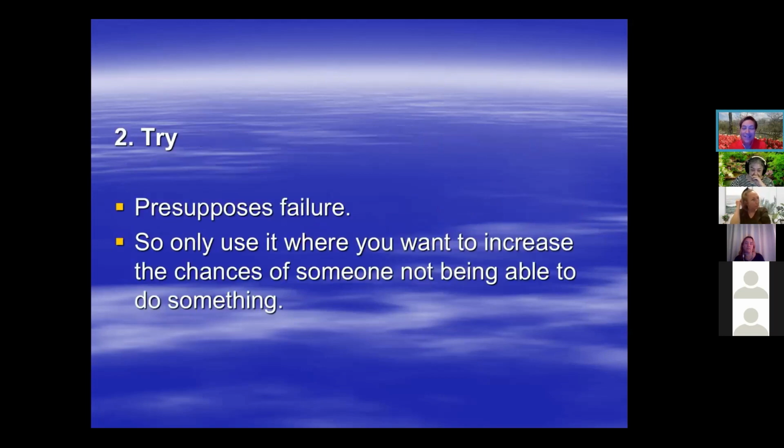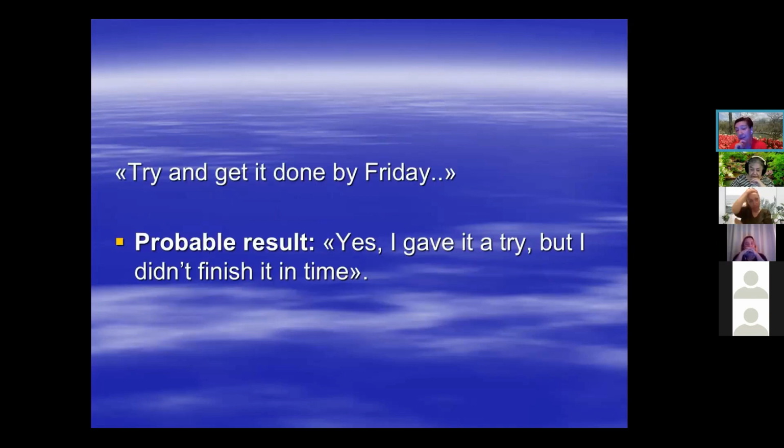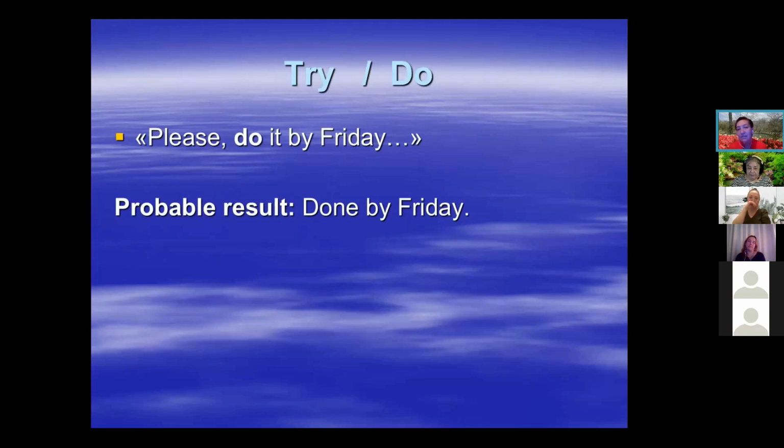Try is another word that sometimes causes a problem. It presupposes failure. So, like, try and get it done by Friday. Or let's say when I'm giving a speech on hypnotic language patterns, and the first sentence I use is like, okay, today I will try to share this and that with you. So try gives the meaning that I'll give it a try, but I don't know if I can manage it or not. So instead of that, again, please do it by Friday, all right?